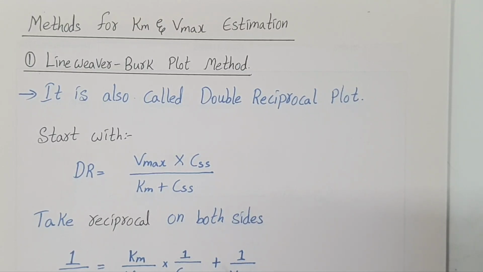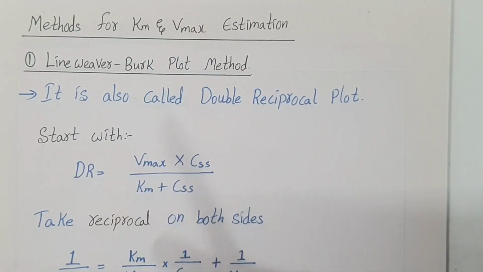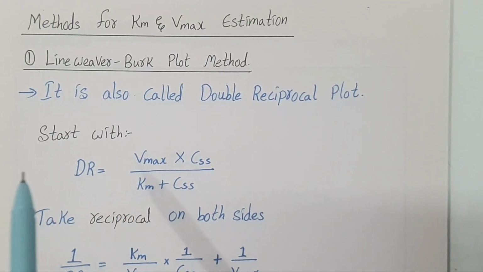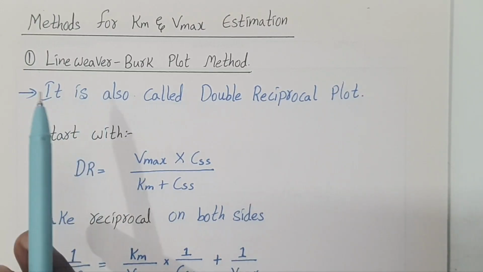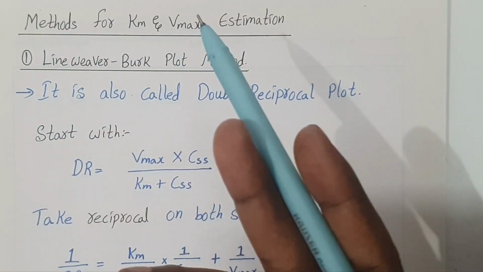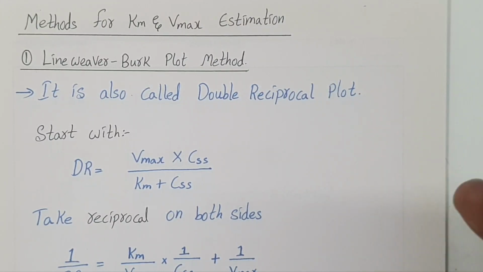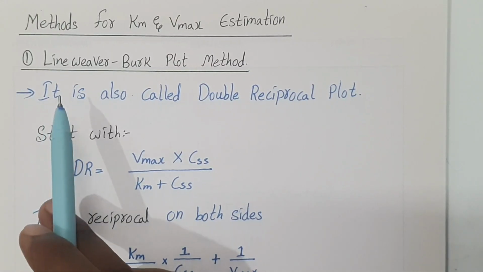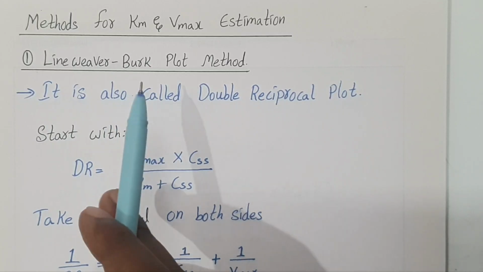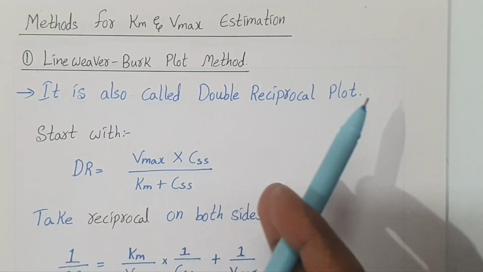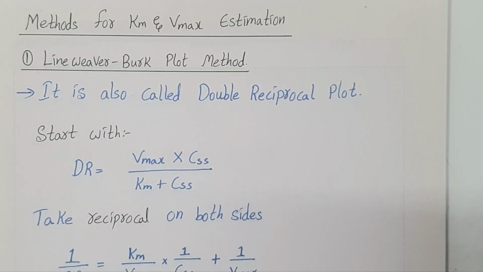So let's discuss the methods for estimation of Km and Vmax. In this video we are including only three methods. First one is the Lineweaver-Burk Plot method, second one is the Hanes-Woolf method, and the last one is the direct estimation method. Let's see the Lineweaver-Burk Plot method. It is also known as the double reciprocal plot. Let's see how it is calculated.